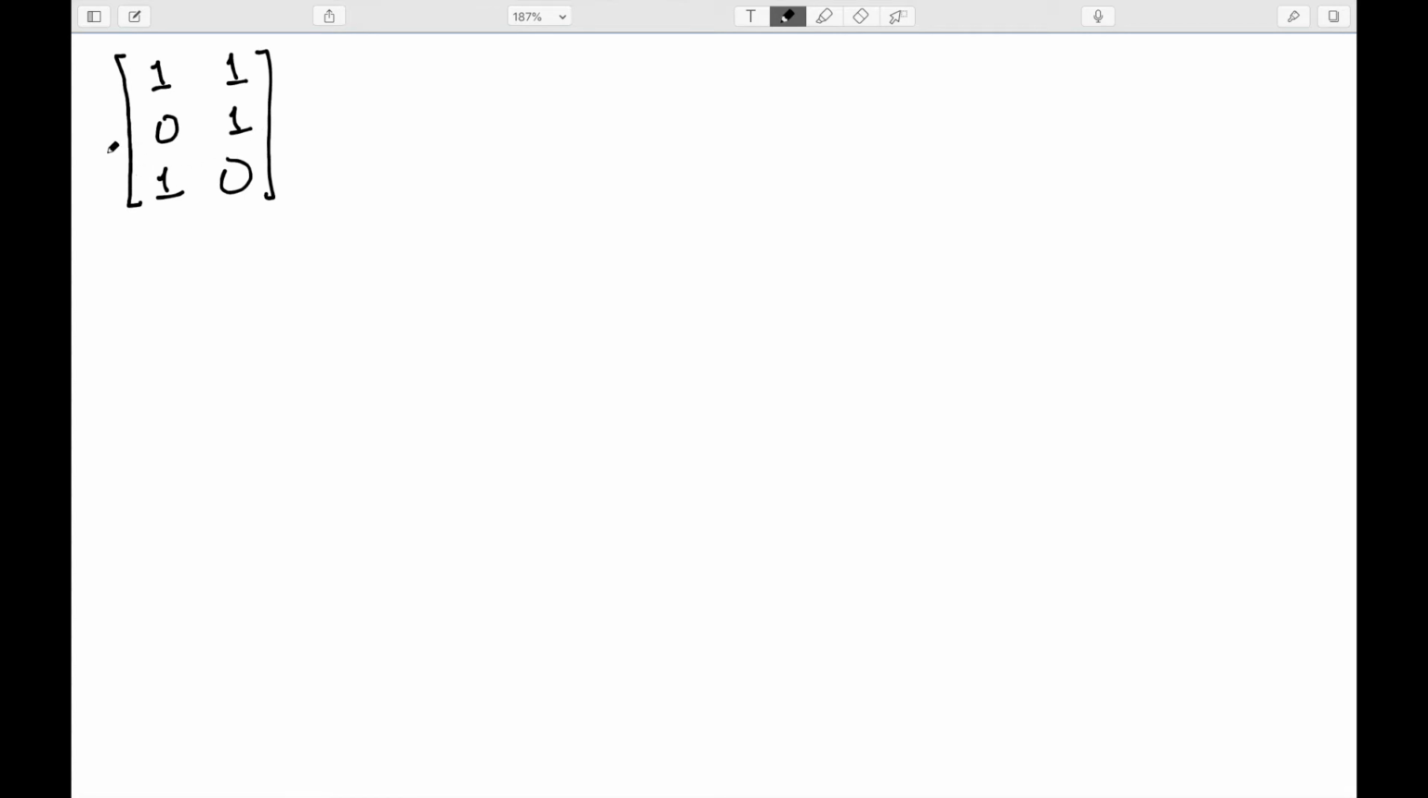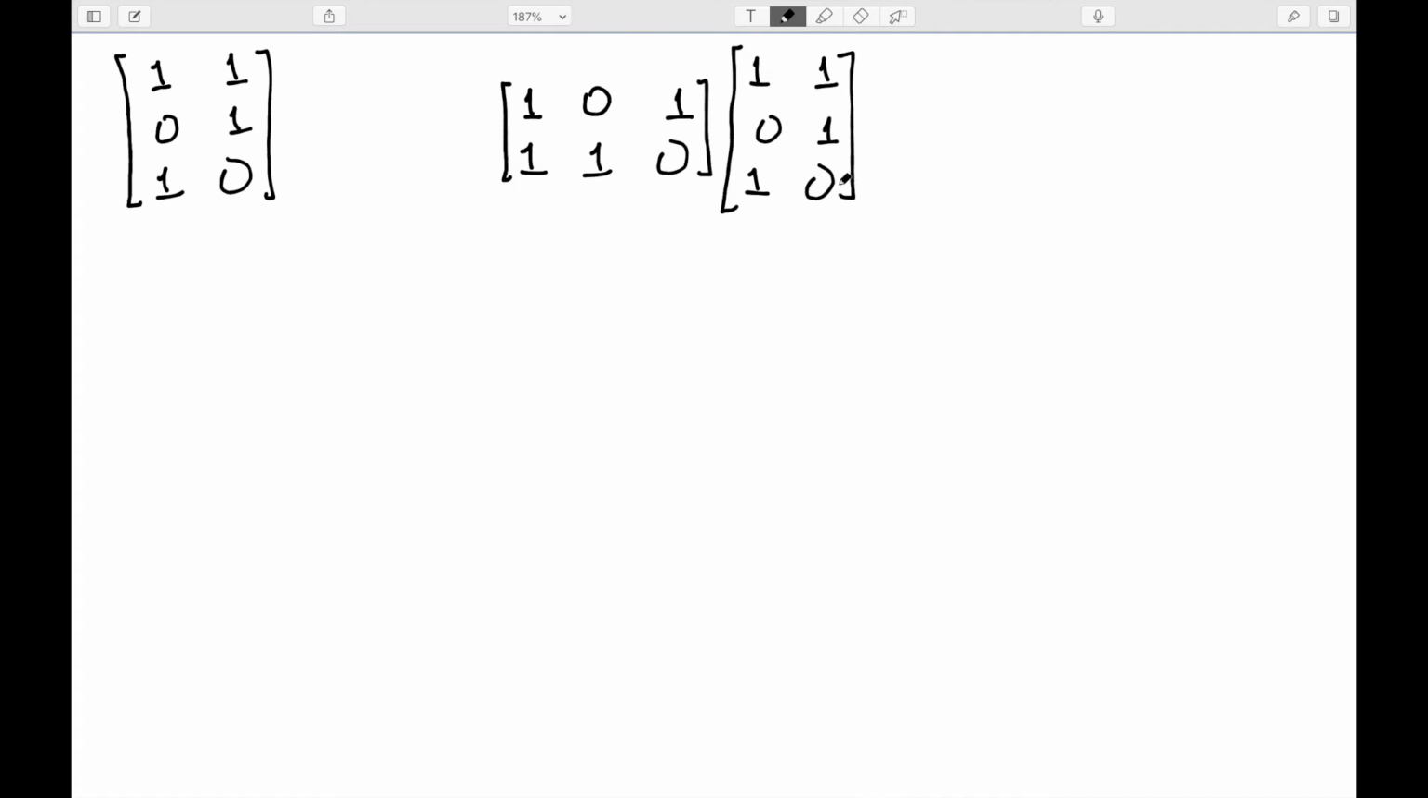Let's look at an example. Here is my matrix A. So A transpose, the first column turns into the first row, the second column turns into the second row, times A. And recall when we multiply matrices, we multiply rows by columns. So this would be 1 plus 0 plus 1, that's 2. 1 plus 0 plus 0 is 1. 1 plus 0 plus 0 is 1. And then 1 plus 1 plus 0 is 2.